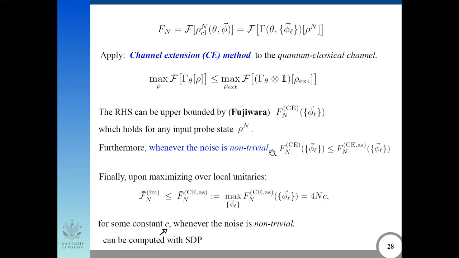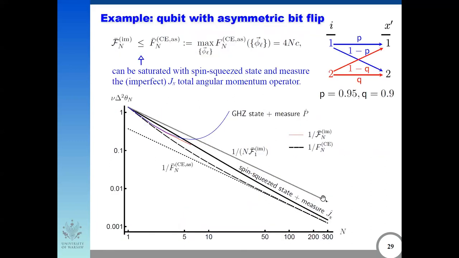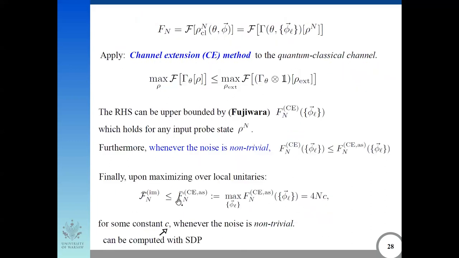Then finally, this already includes all the states, so the maximization over states has been taken care of. Now we just need to maximize over the local unitaries. You can show that when I maximize over this, it scales at most linearly with n times some constant c, and this constant c can be computed with an SDP, for example. This completes the proof that the channel quantum Fisher information for the imperfect case scales at most linearly with n. So you see this is an upper bound.